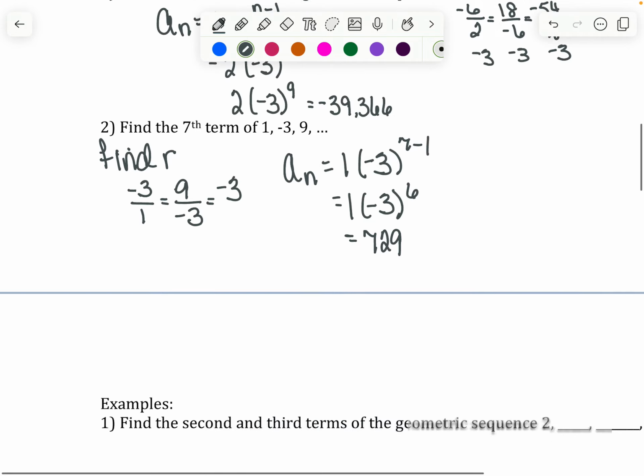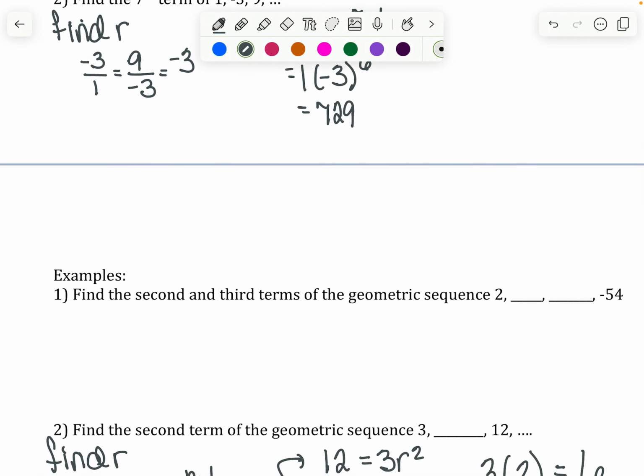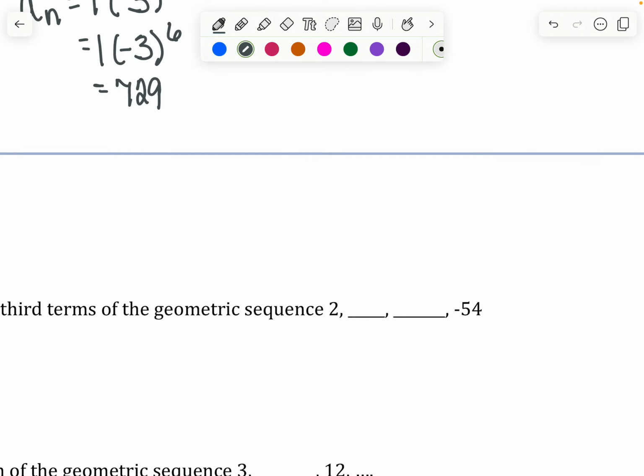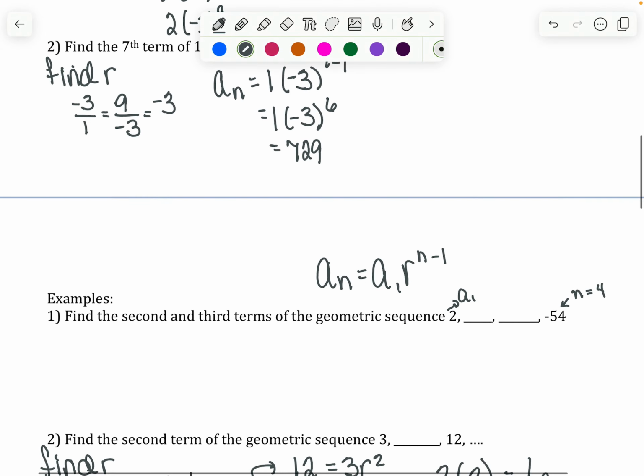All right, let's use this to find missing terms in our sequence. So we want to find the second and third terms of our geometric sequence. So keep in mind, here's our formula: a sub n equals a sub 1, r to the n minus 1. Well, 2 is a sub 1, and 54 would be 1, 2, 3, the 4th term. So we have our 4th term. We know what n is. We know what a sub 1 is. We just have to figure out what r is.